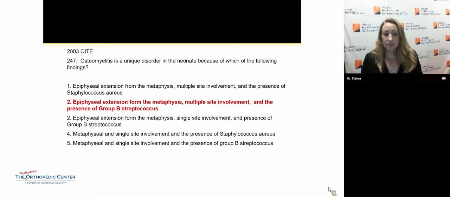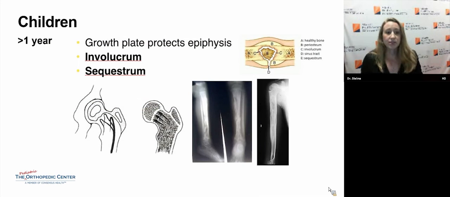All right, so we talked about how the epiphysis extends from the metaphysis, so that blood flow just extends toward the end of the bone. It can affect multiple sites, and group B strep in those infants because of the transmission from the mom. In kids older than 1 year, the growth plate starts to protect the epiphysis, essentially a physical barrier of that blood flow all the way through to the epiphysis at the end of the bone.